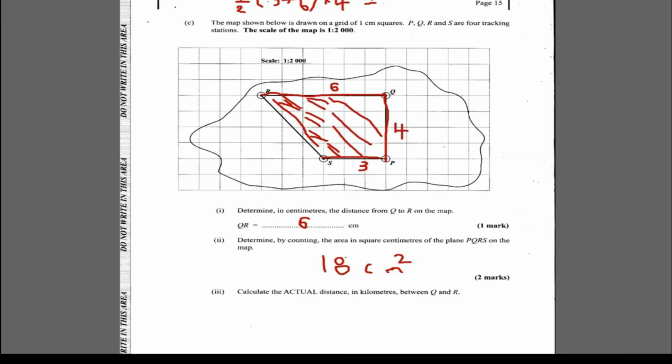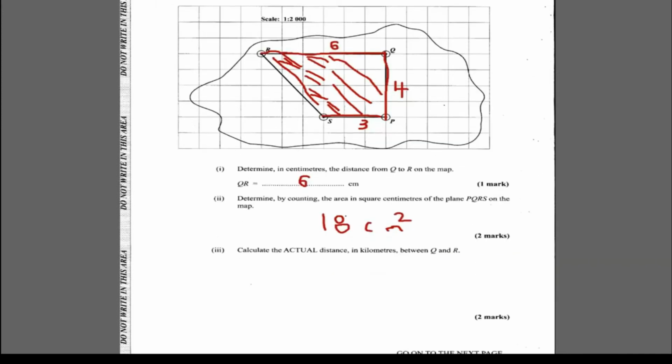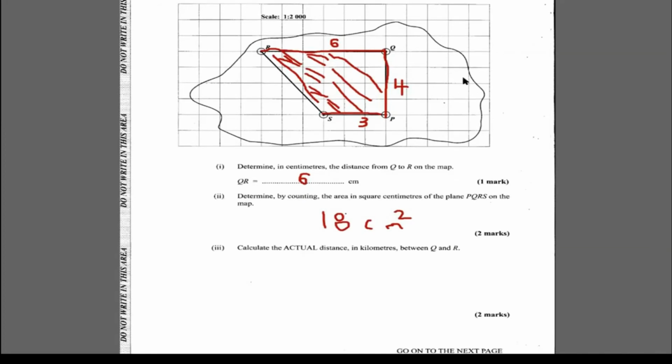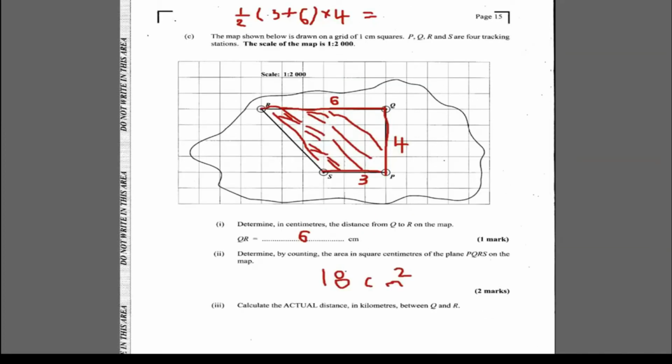Then it says now calculate the actual distance in kilometers between Q and R. The scale said 1 to 2000. It means 1 centimeter represents 2000 centimeters in reality. So the actual distance QR is equal to 6 times 2000. 6 times 2 is 12, so that gives us 12,000 centimeters.